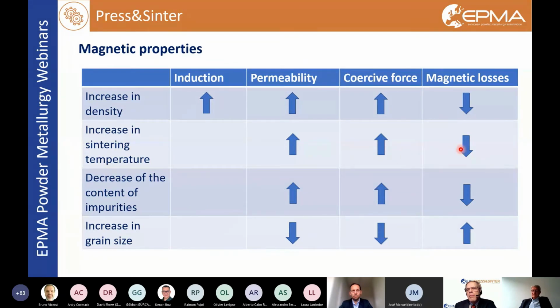We wish to control carefully the content of impurities, in particular those resulting from interaction with the sintering atmosphere. The low amount of impurities affects the properties as reported, as indicated by the arrows. And finally, the grain size. This figure shows the influence of the characteristics and the indirect influence of the processing parameters on the magnetic properties.